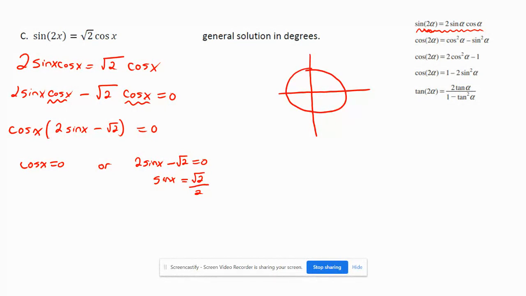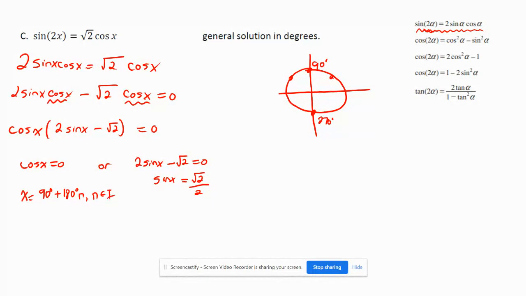Cos equals 0 here and here. Sine equals root 2 over 2 here and here. Okay, so we're going to have, for these two solutions over here, I'm just going to say x equals, so we want a general solution in degrees, so this is 90 and this is 270. That means we have 90 degrees plus 180 degrees n, where n is an integer.